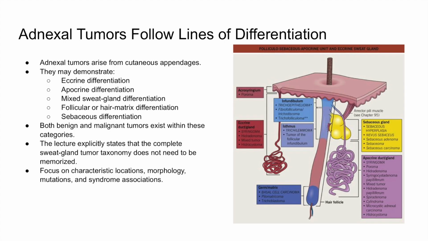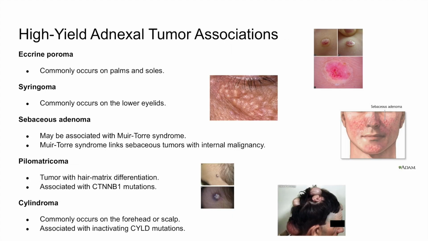So the lesion's characteristic location, its clinical and microscopic appearance, its associated mutation, and whether it points to an inherited cancer syndrome. So here are those high-yield adnexal tumor associations. So for the adnexal tumors, memorize the strongest pairings here.